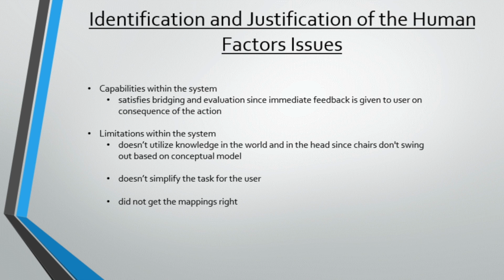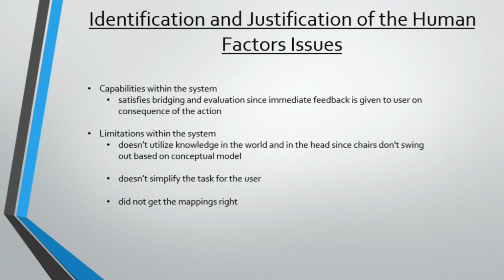Furthermore, there are several capabilities and limitations that are easily addressed using the principles of good user-centered design. The capabilities within the current system are that it satisfies bridging and evaluation, since immediate feedback is given to the user on the consequence of the action based on the swinging open of the chair after figuring out how to use the system, of course. There are several limitations within the system, including that it doesn't utilize knowledge in the world and in the head, since chairs don't swing out based on the user's conceptual model.